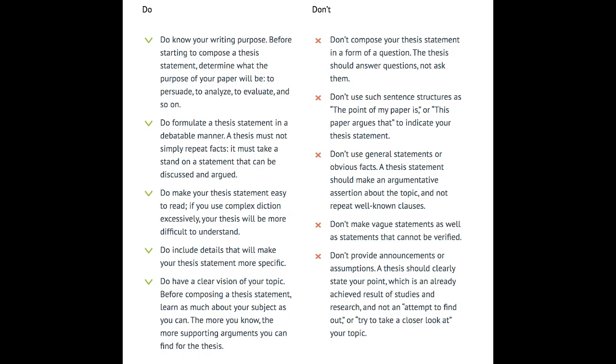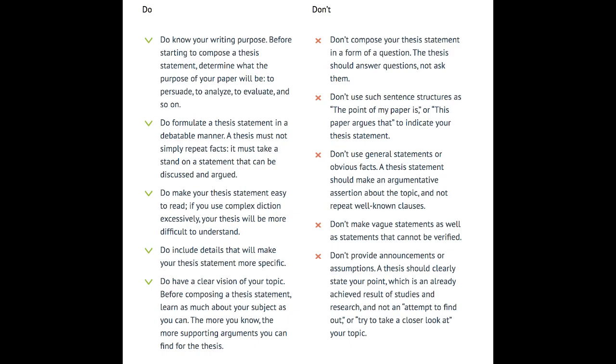Do include details that would make your thesis statement more specific. Yeah, so include more evidence-based material, I'd say, in your thesis statement, just to specify what you're going to talk about. And have a clear vision of your topic before composing a thesis statement. Yeah, so you should have a firm grasp of what your essay is going to be about, and you should have your evidence already laid out, and then you should be able to write your thesis statement.